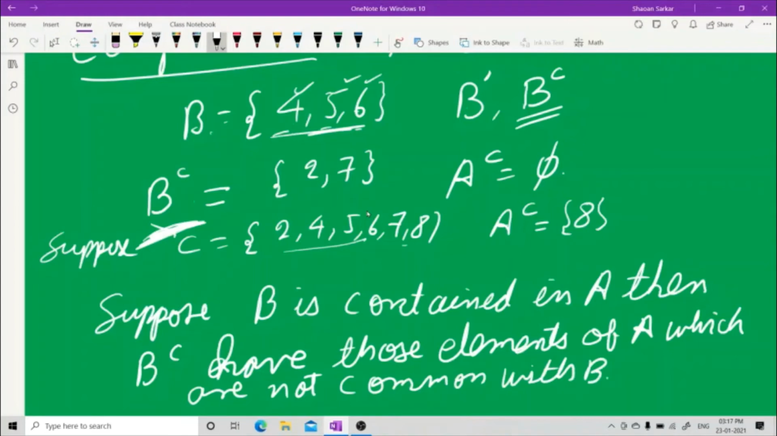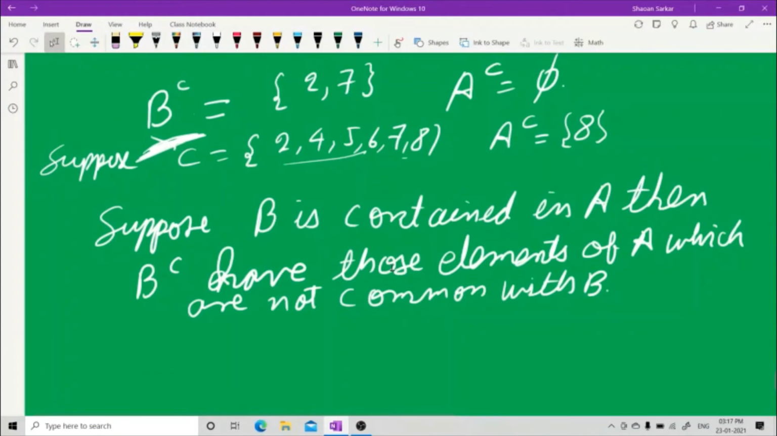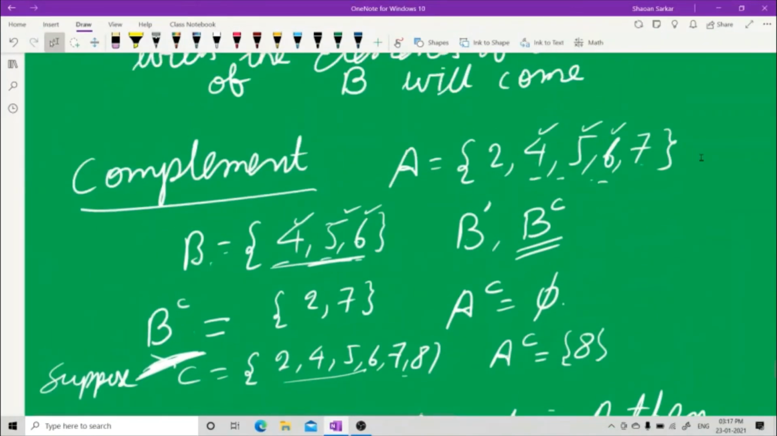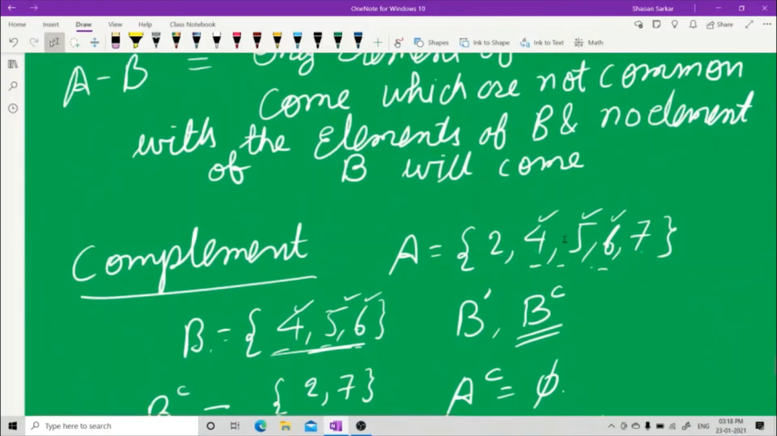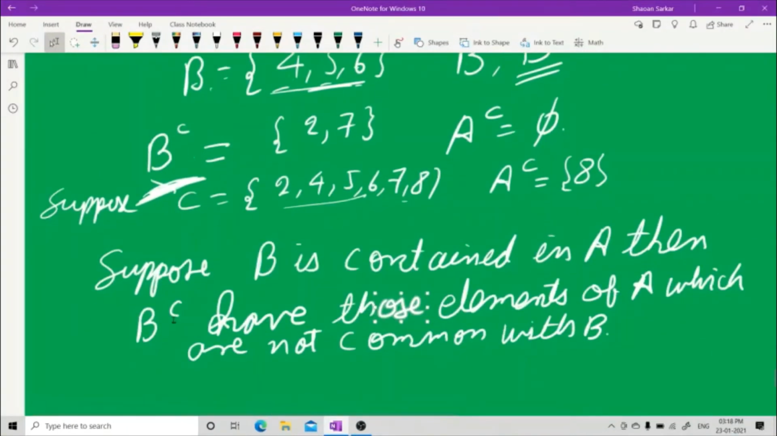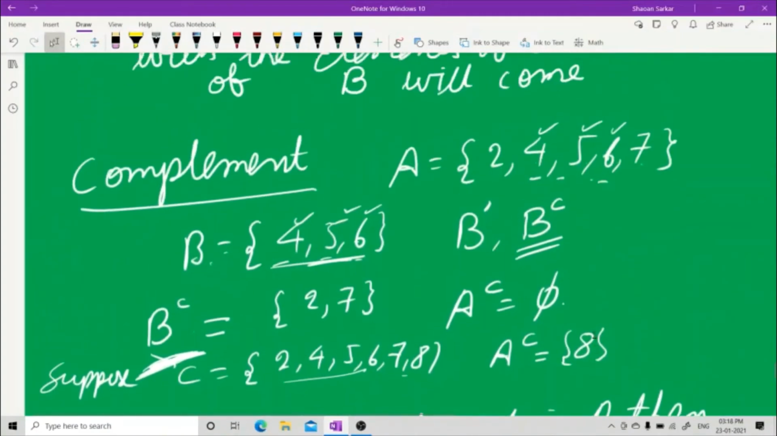Let me make you understand. Then we'll come to universal and all that. See, you have A and then you have B. The elements of B are 4, 5, 6. So what did I write? B is contained in A. All the elements of B are in A. Then B complement has those elements of A which are not common with B. You have B complement here, which has those elements of A, and all these elements have been removed.